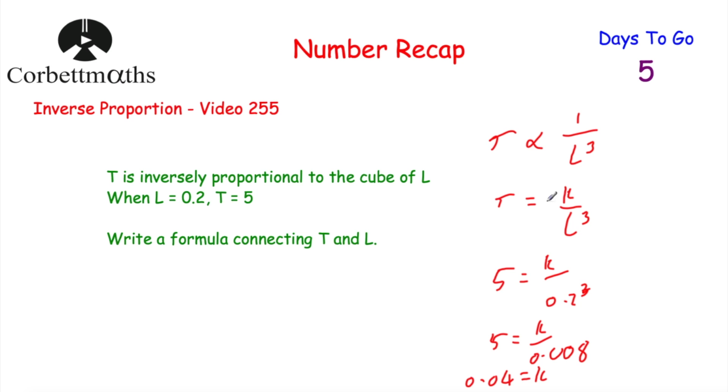So we've got K, so we just substitute that in, so we get T is equal to 0.04 over L cubed, and that's it. That's the formula linking T and L. And now we've found the formula, we may then be given a question part B, find T whenever L is equal to 10, or find L whenever T is equal to 40, and so on.